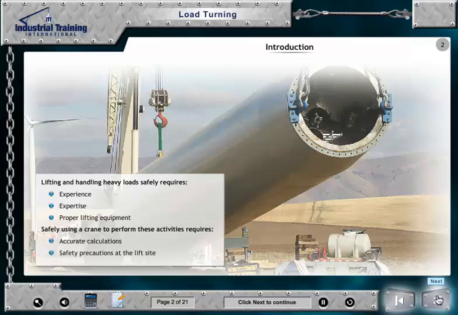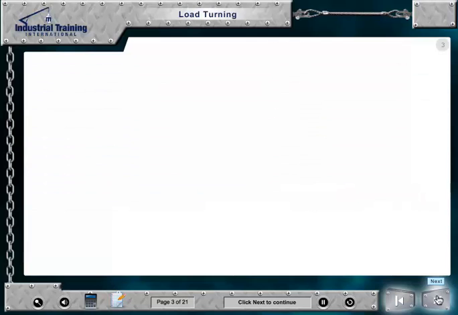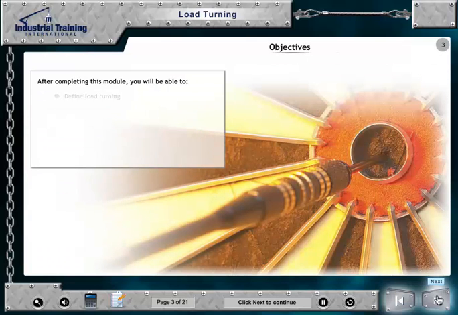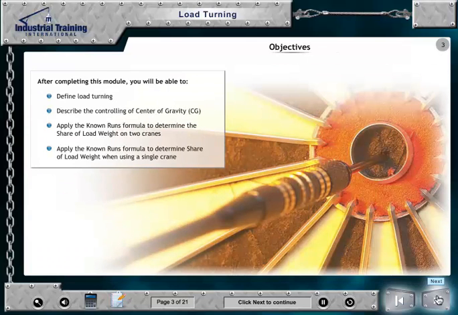To begin, let's go through the objectives of this module, which will give you a brief outline of what this module covers. After completing this module, you will be able to define load turning and describe controlling the center of gravity while turning a load. You will also be able to determine the load share by using the known runs formula on the Journeyman Riggers reference card, when using two cranes and using a single crane to turn a load.